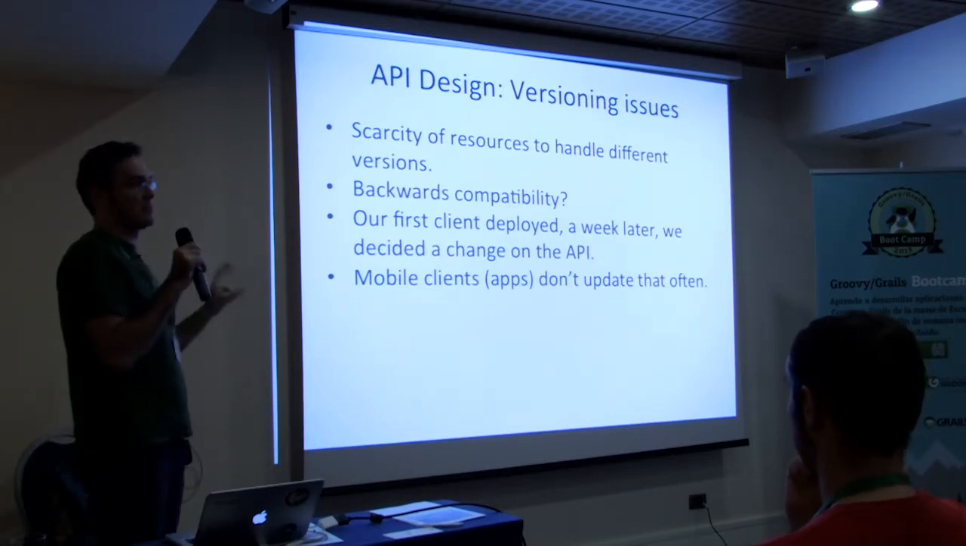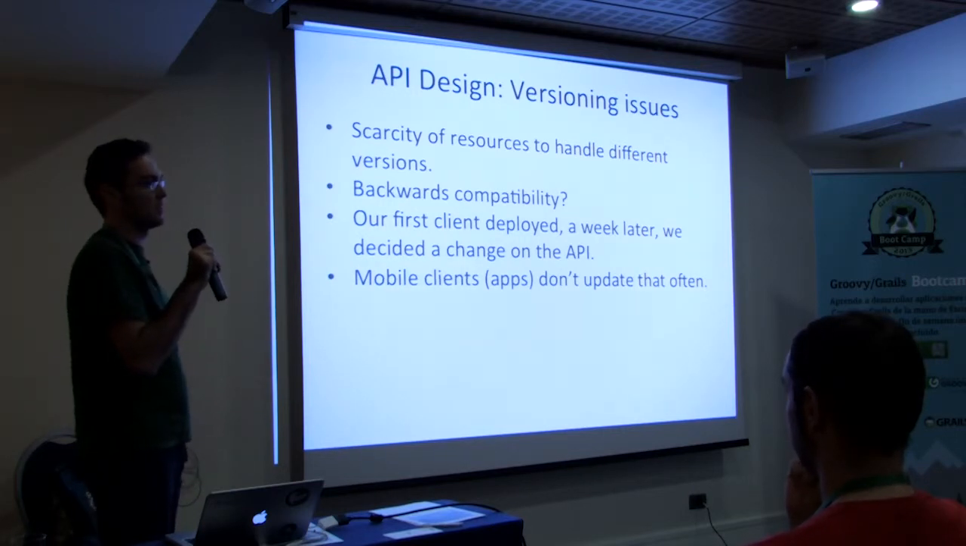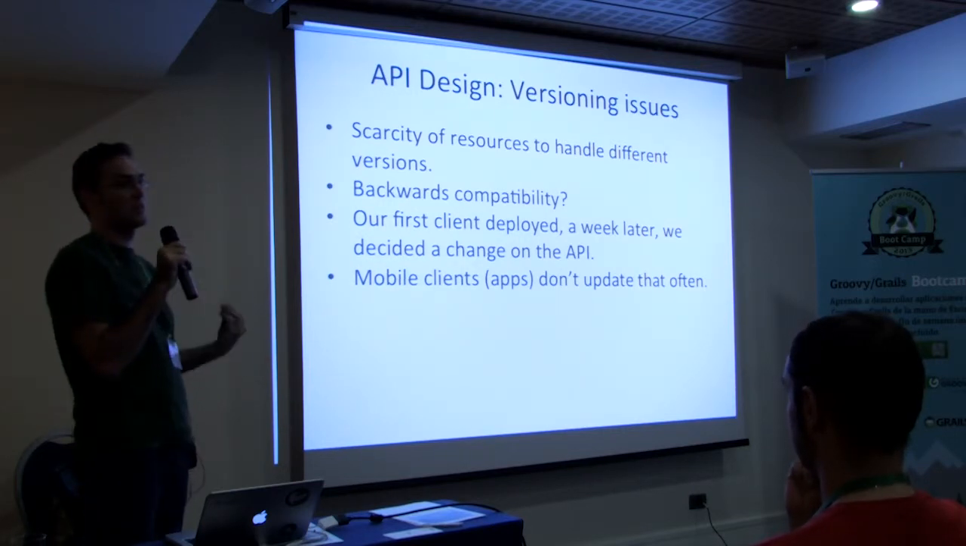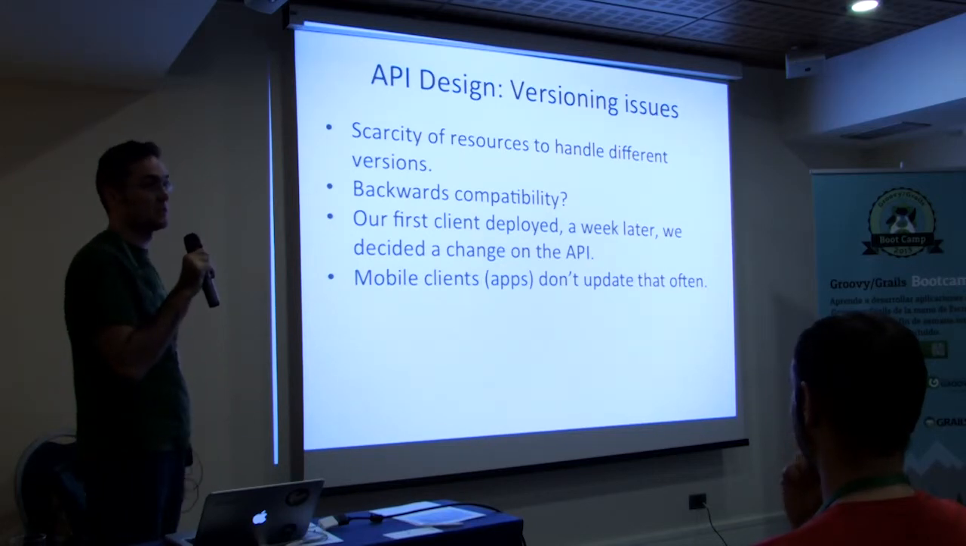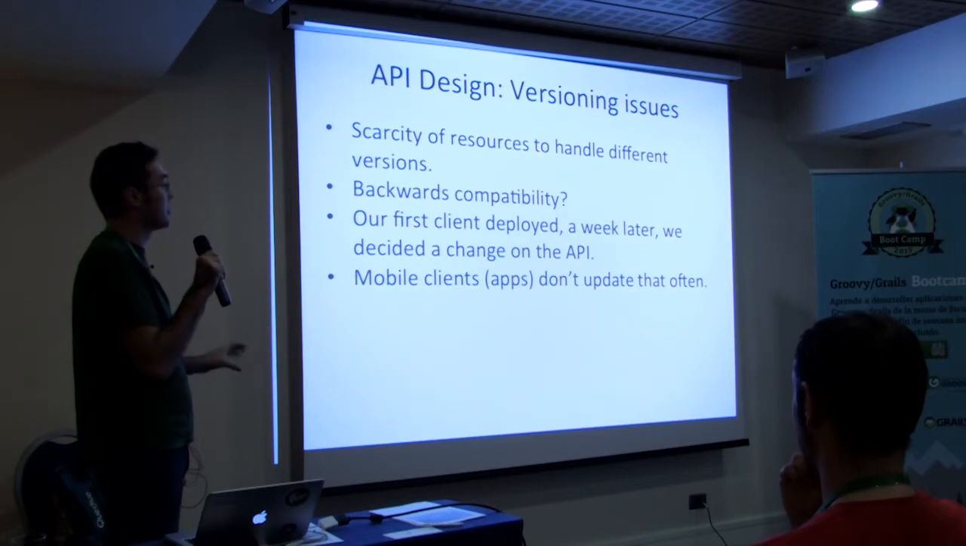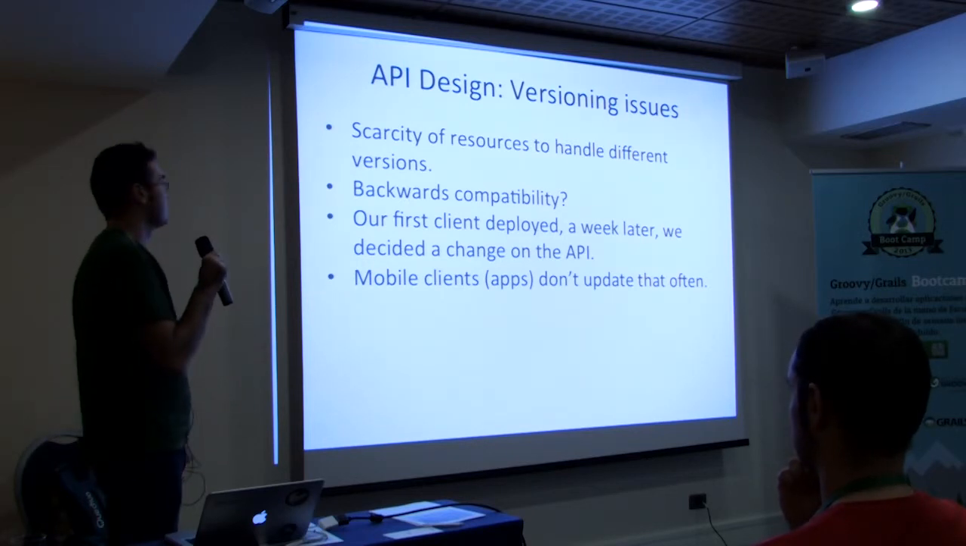What happens? It's super cool. We have different versions for different APIs, but we have a scarcity of resources. What will happen when we have to update the version? Will we keep both systems? Will we handle both versions in the same application, in the same WAR? That's something for the future for us.